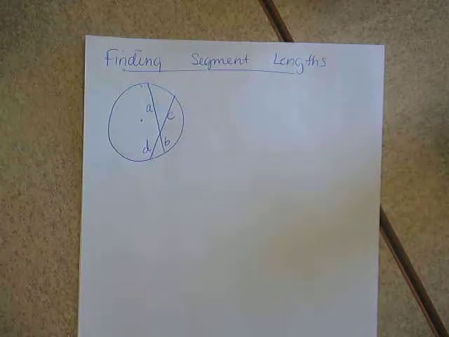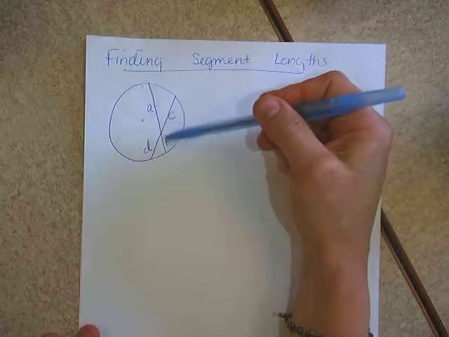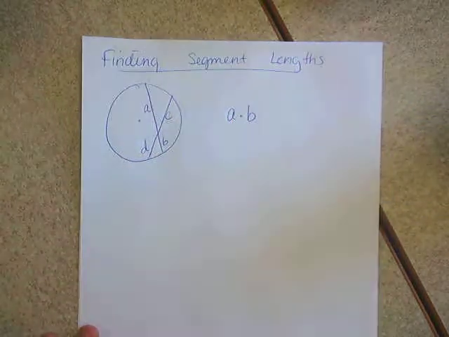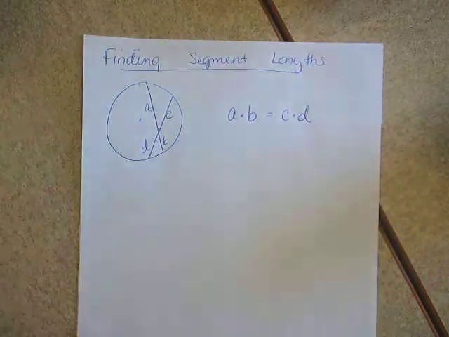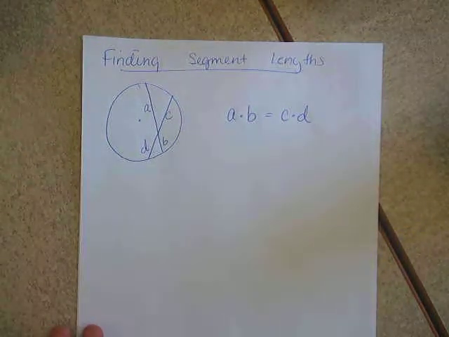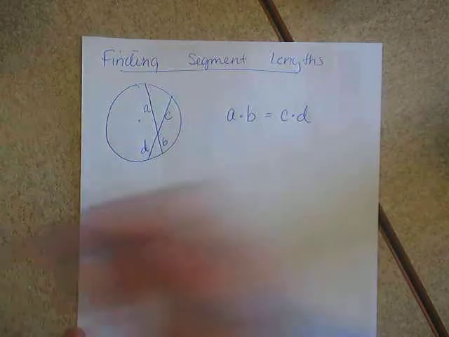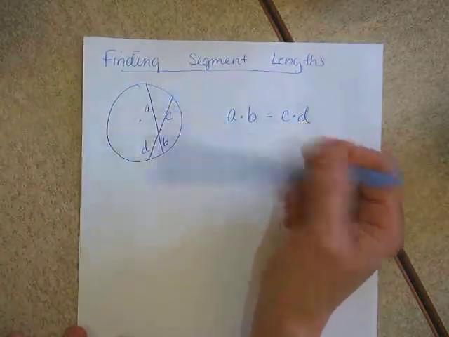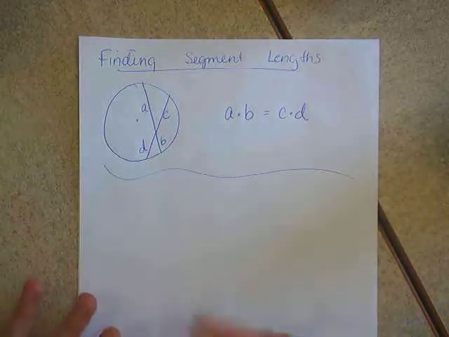Okay, and there's a proportion that exists here. You get the result after cross multiplying. So as long as they're on the same chord, we would say A times B equals C times D. So if you have 2 intersecting chords, you can split it up into a cross-multiplying situation.